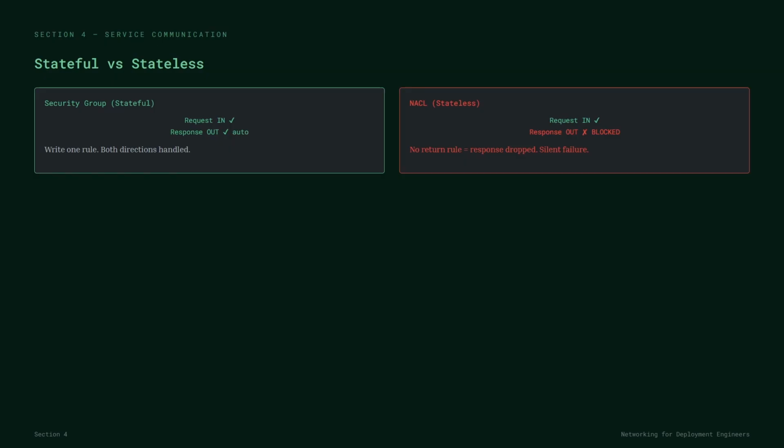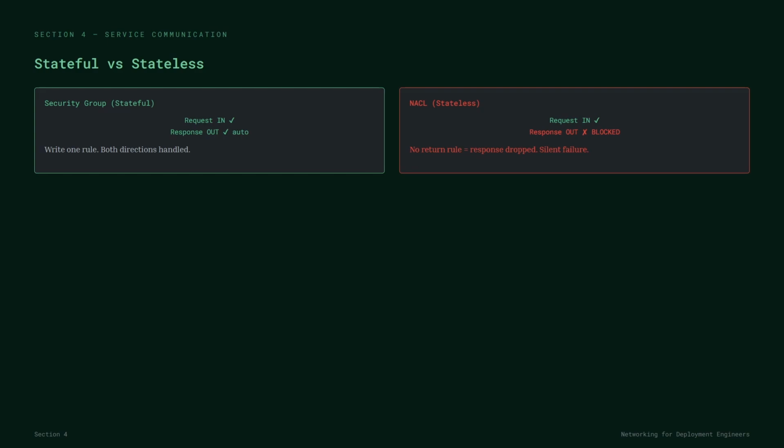Allow inbound on 443, great, but you also need an outbound rule for the ephemeral port range that the response travels back on, otherwise the network traffic gets dropped. This is why NACLs silently break things in ways that are incredibly hard to debug. Security group looks fine, route tables look fine, NACL is quietly dropping the return traffic.